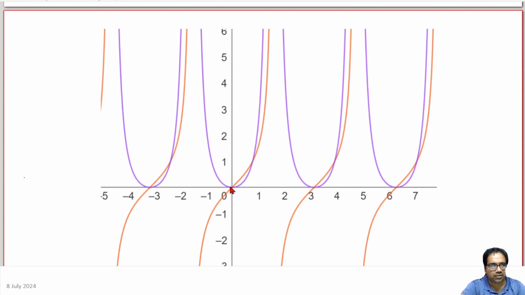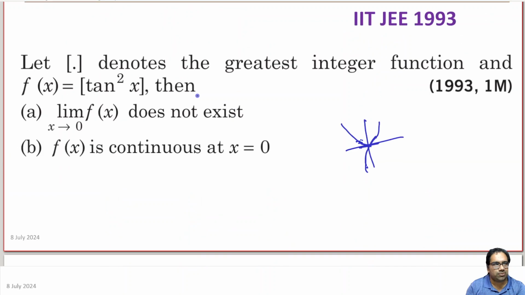The orange one is tan x. The violet one is tan square x. Tan x is defined at 0. Obviously, tan square is also defined at 0. So there is very good continuity. There is no break. There is no asymptote. So obviously, the limit as x tends to 0 of tan square x is very much possible.